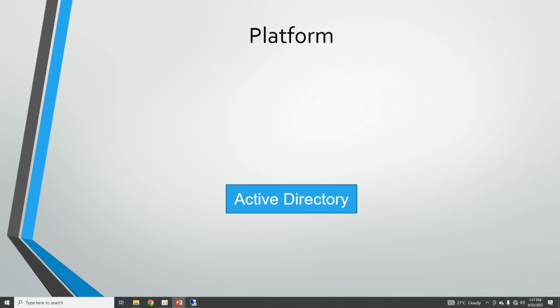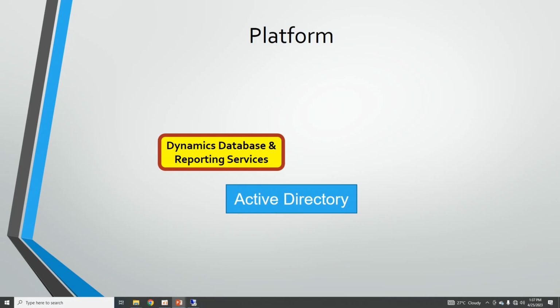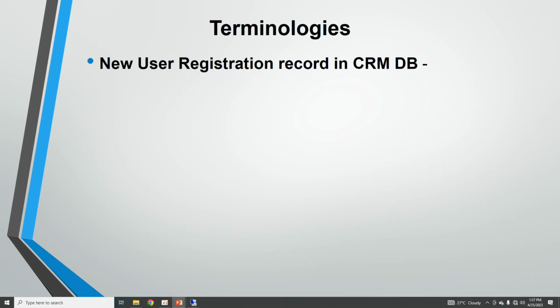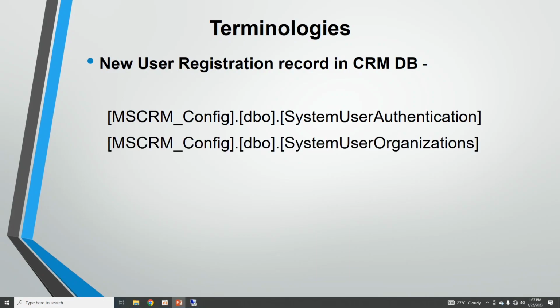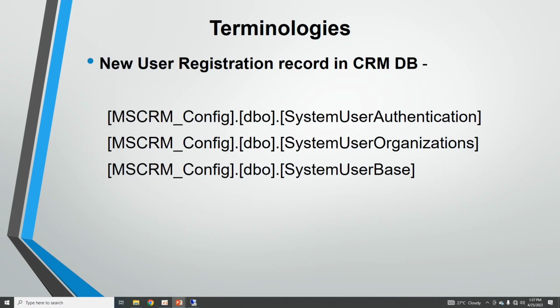If we talk about on-premise environment, there is an Active Directory on which we configure a database and reporting server, and we configure a Dynamics CRM server. So a new user registration record in CRMDB is saved in this. These are the tables in which the new user registration record is conducted: system user authorization, system user organization, and system user base. These three are the tables in which the user registration record is saved.